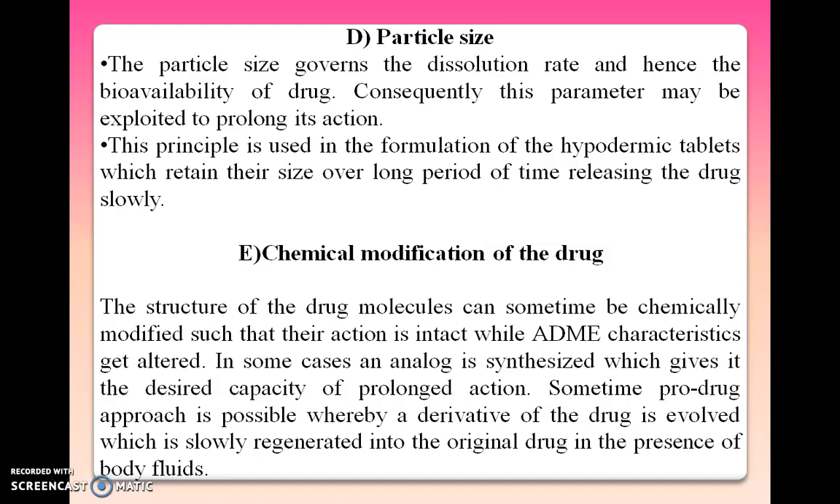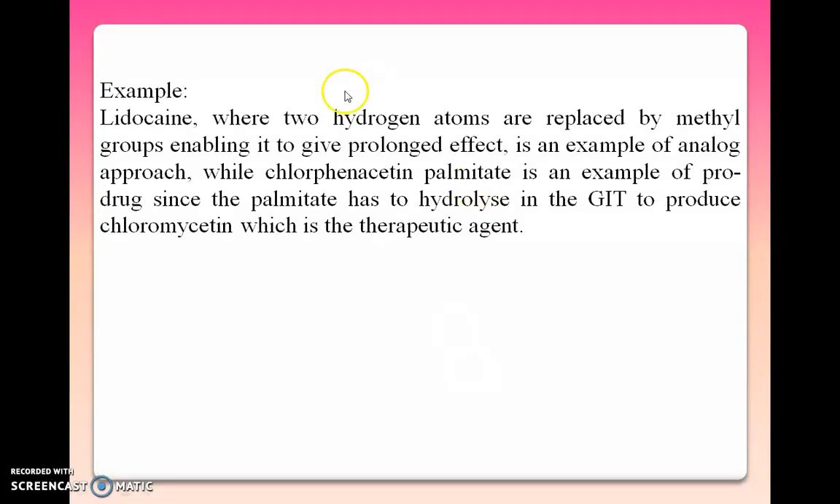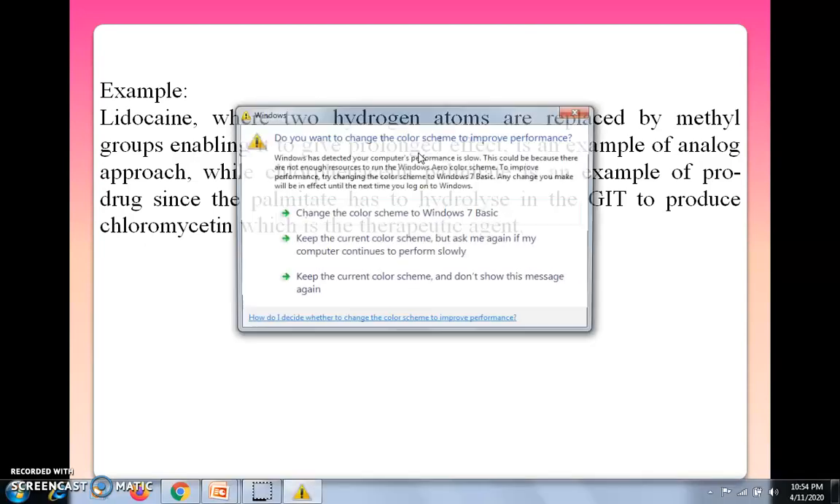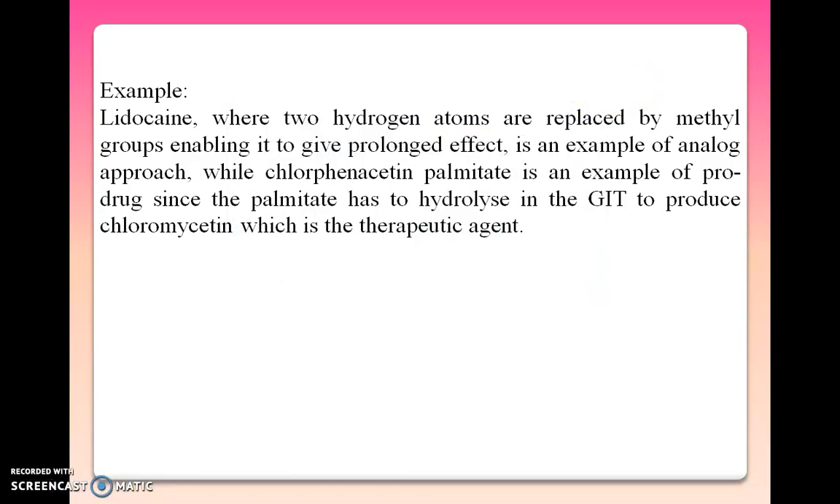The example is lidocaine. When in lidocaine two hydrogen atoms are replaced by methyl groups, enabling it to give a prolonged effect, it is an example of the analog approach. While chloramphenicol palmitate is an example of a prodrug, since the palmitate has to hydrolyze in the GIT to produce chloromycetin, which is the therapeutic agent.